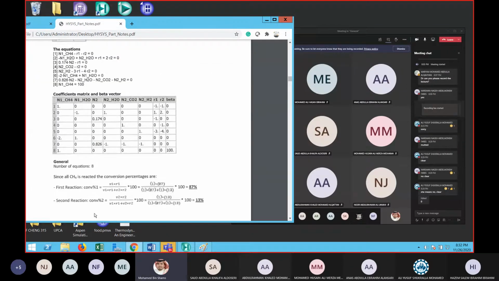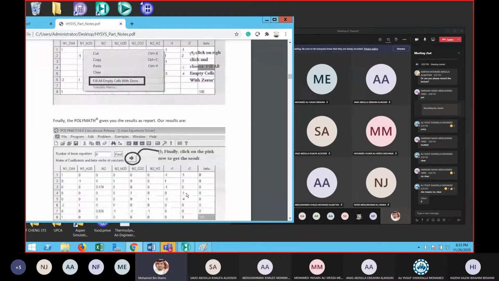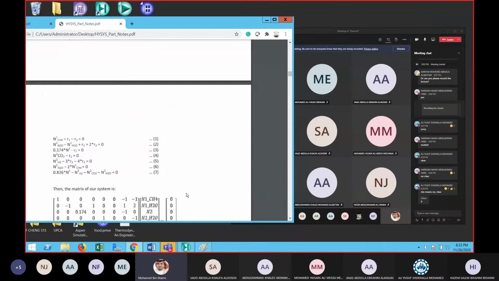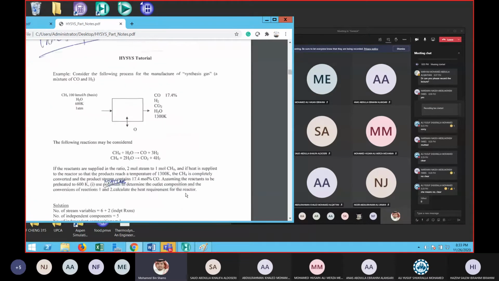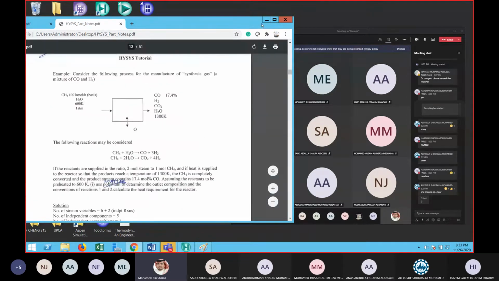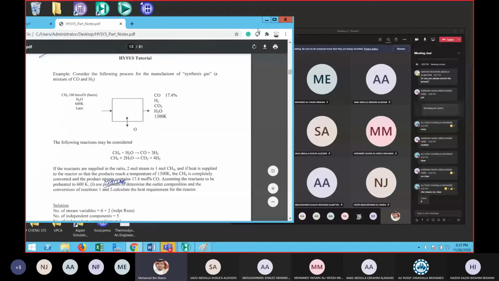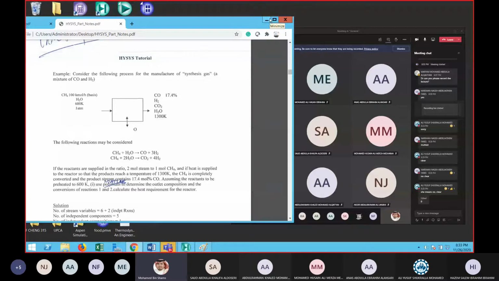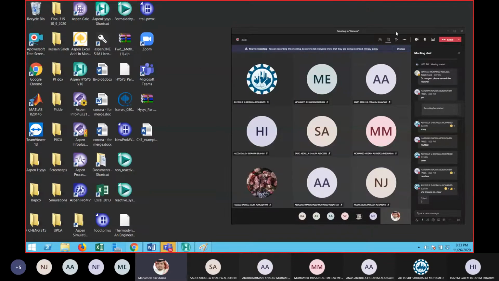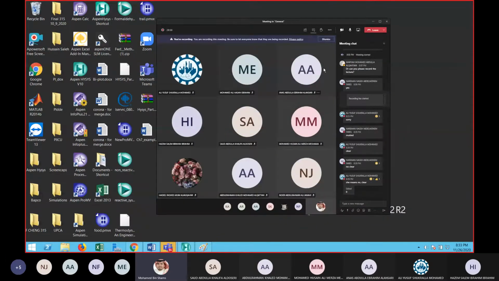Of course, after you solve the problem manually, you will be able to calculate the conversion of the two reactions. But if I want to solve it in HYSYS, I won't have the conversion, because I didn't solve the problem manually. So I want to solve it without calculating the conversion. Before I tell you how to do this, I want to talk about two important utilities in HYSYS.